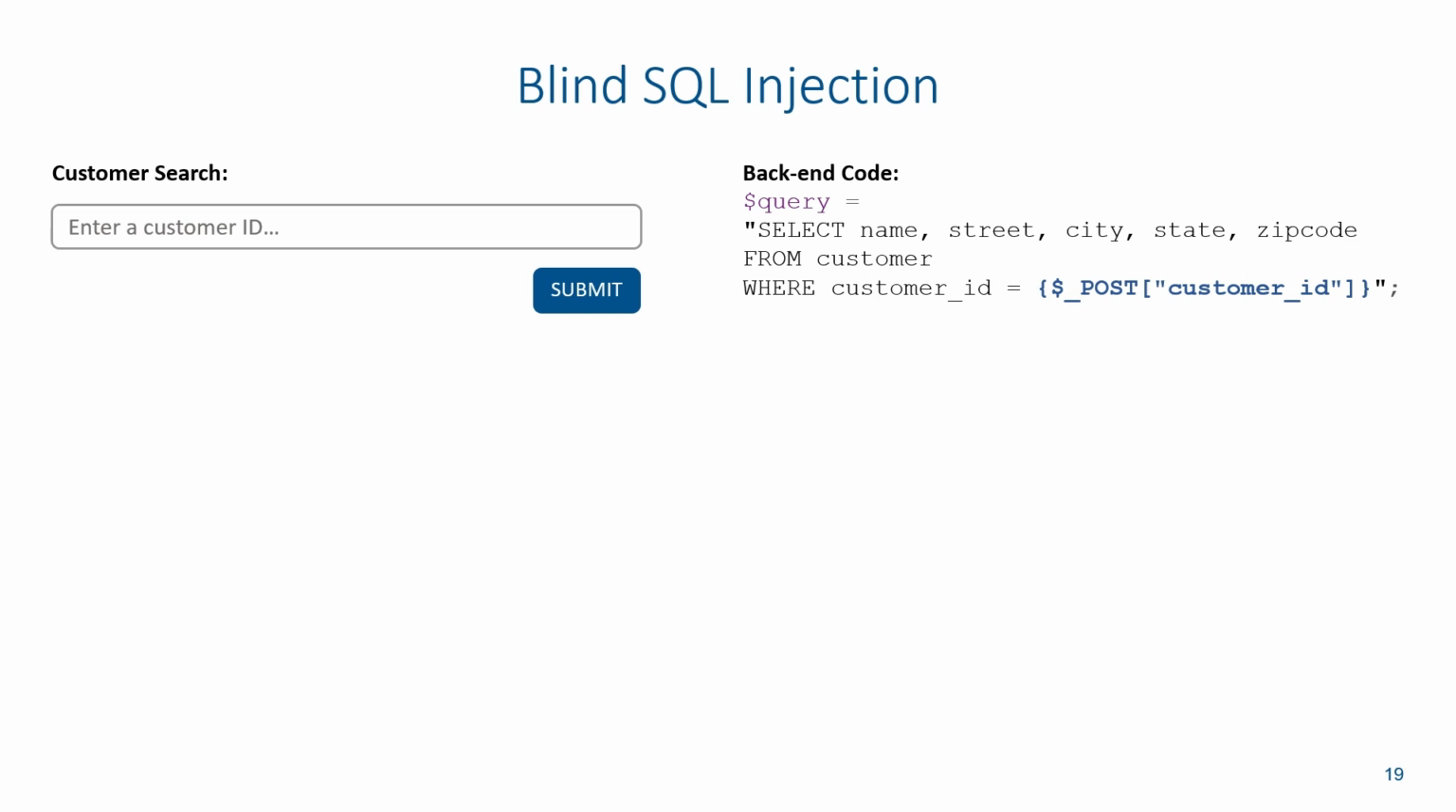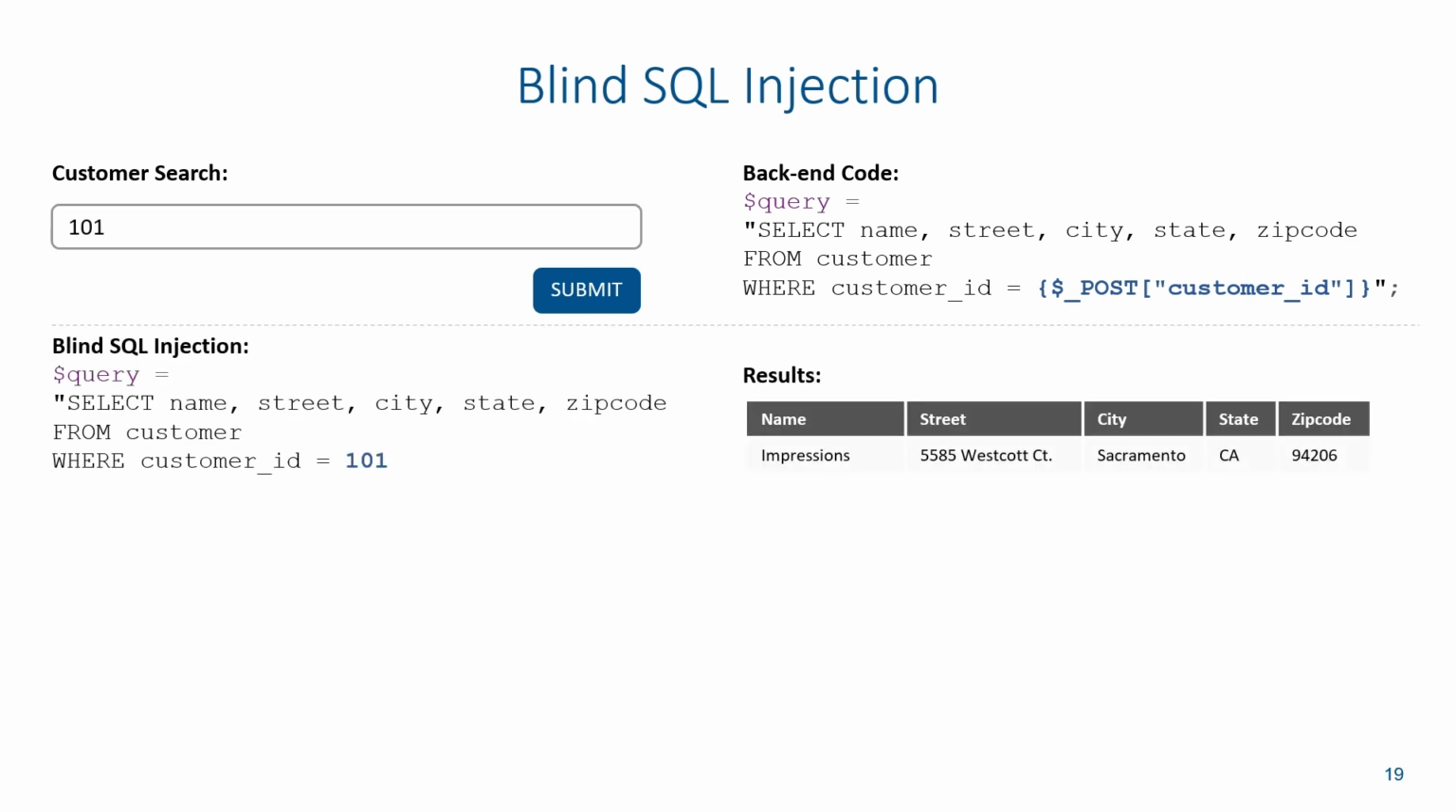The problem here is that we're putting the post of the customer ID right inside of the query, which opens us up to SQL injection. A normal query would look like this, where you type in 101 and it returns the results for that specific customer. However, with a blind SQL query, we can find out additional information that maybe we don't have privy to or that we shouldn't have access to.